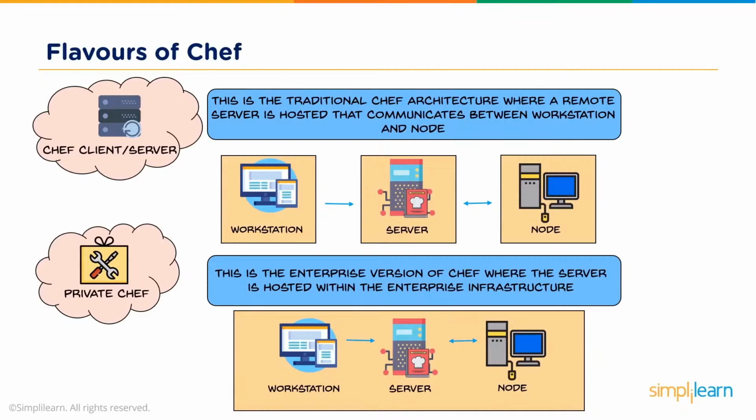And finally, we have Private Chef. Private Chef is also known as Enterprise Chef. In this case, your workstation, server, and node all are located within the enterprise infrastructure. This is the main difference between Chef Client Server and Private Chef. In case of Chef Client Server, all these three machines could be dispersed. The enterprise version of Chef also provides the liberty to add extra layers of security and other features.